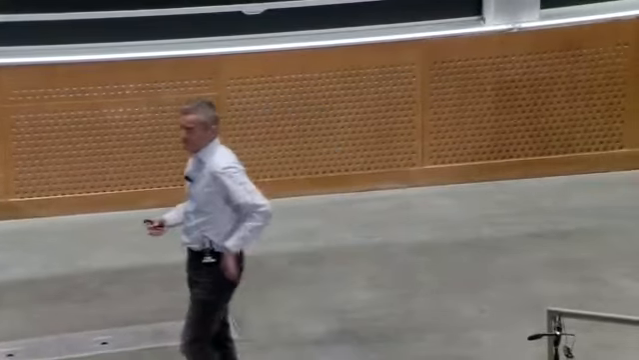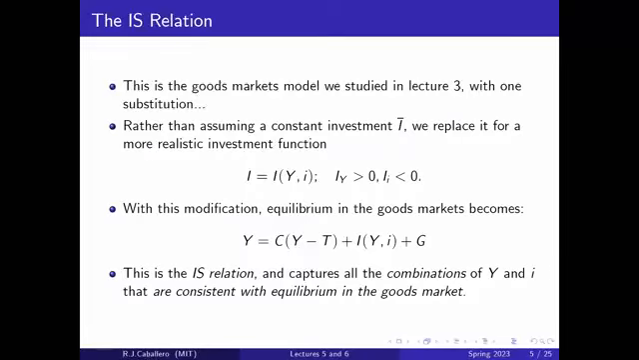So the starting point, remember, the first thing we did, we constructed the IS relation. And the IS relation was just the same as lecture 3, but we spelled out what is inside that investment that we had taken as a constant there. We said, well, far more realistic is to make investment itself increasing in output because it's increasing in sales. That won't change the analysis that we had in lecture 3. All that will do is change the slope of the aggregate demand curve and therefore change the multiplier, but we could have solved everything in terms of lecture 3.